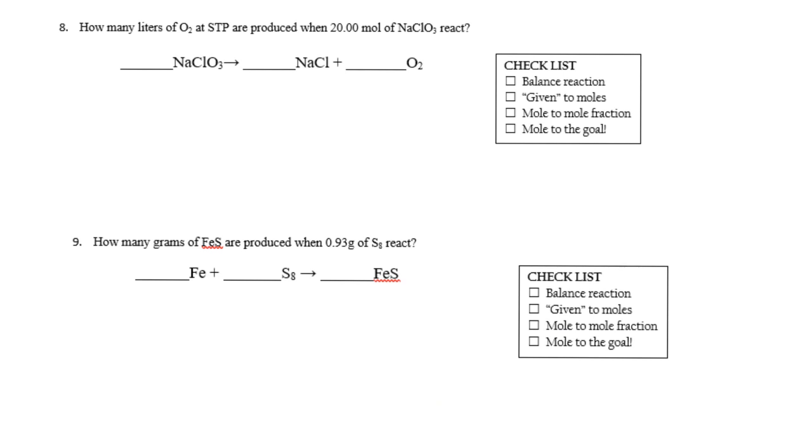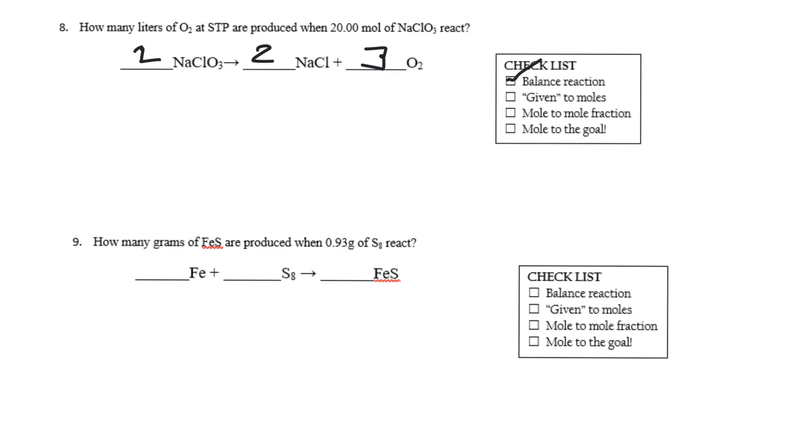All right, question 8. How many liters of oxygen at STP are produced when 20 moles of NaClO3 react? Okay, we have mole mentioned once, 2 conversions. So what we're going to do is work our way through the checklist. I want to balance the reaction. Okay, well, to balance the reaction, I need to put a 2, a 2, and a 3. So that's done.